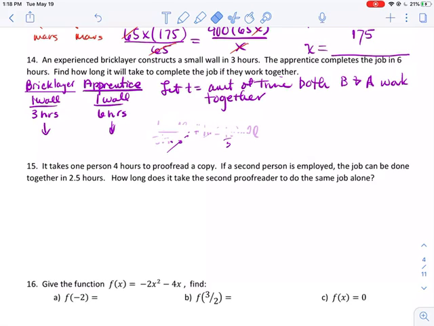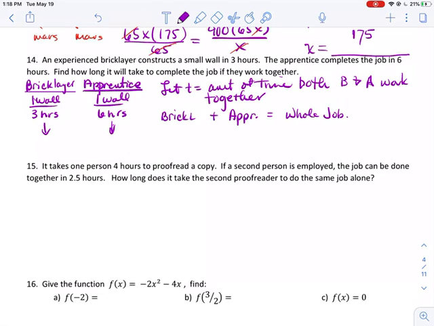So what I want to do here is say, all right, if they're working together, I just need to know the time. The first guy, we have the bricklayer's job. The bricklayer plus the apprentice is equal to the whole job.